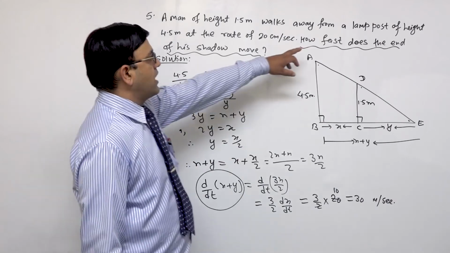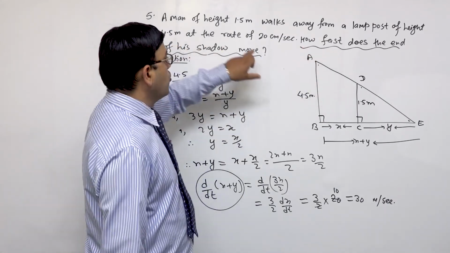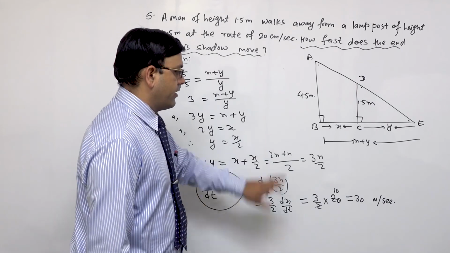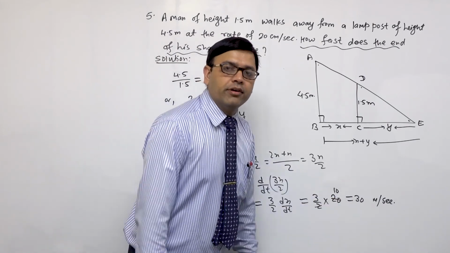How fast does the end of his shadow move? Due to that, we have to find the rate. So that one is 30 centimeter per second.